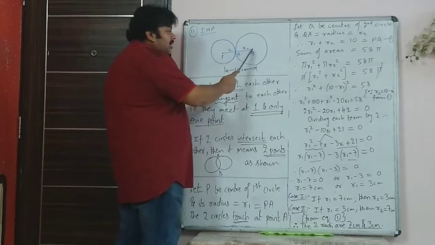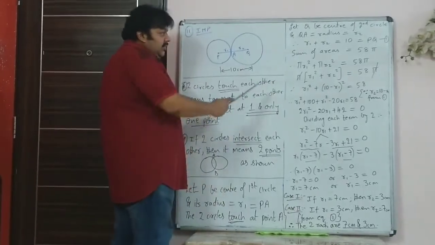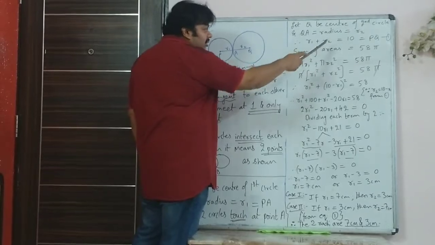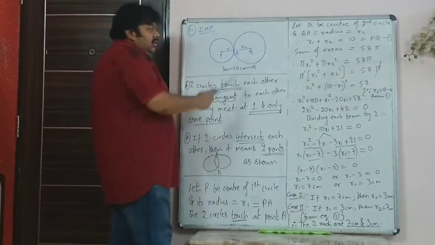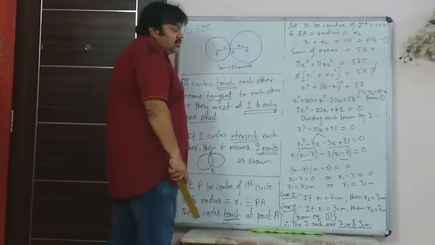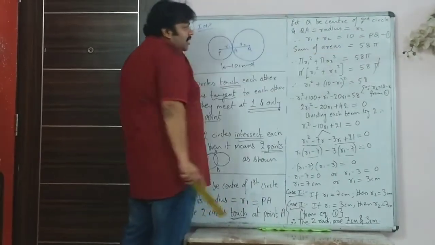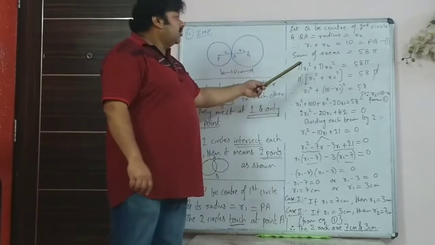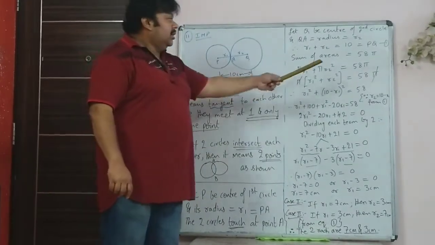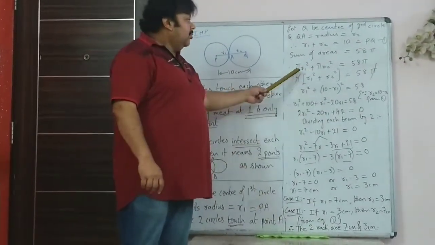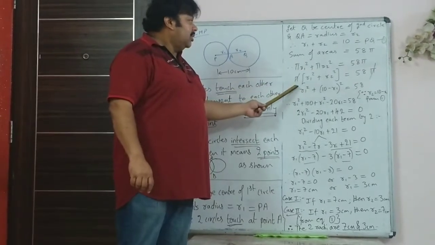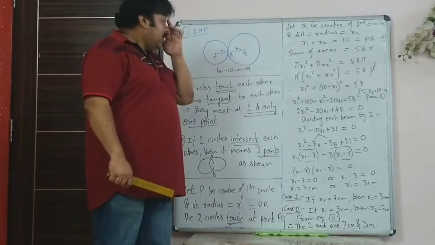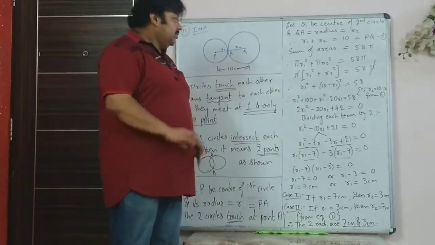So R1 plus R2 is equal to 10. So you can write R2 in terms of R1, you can say R2 is 10 minus R1, and the sum of the areas of the two circles is 58 pi. So pi R1 squared plus pi R2 squared is 58 pi. Before you cut pi, take pi common out, and then write it as R1 squared plus R2 squared is 58.